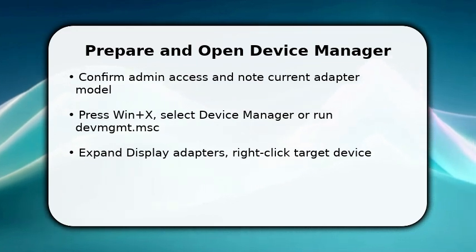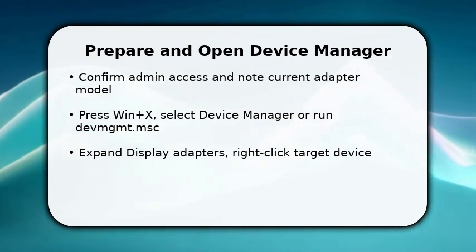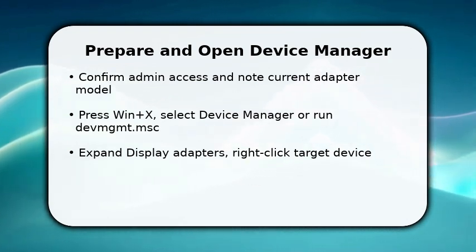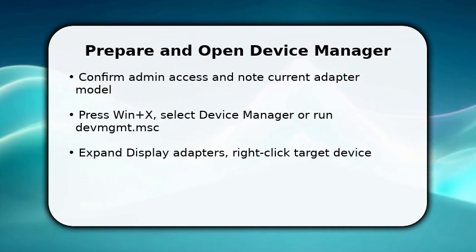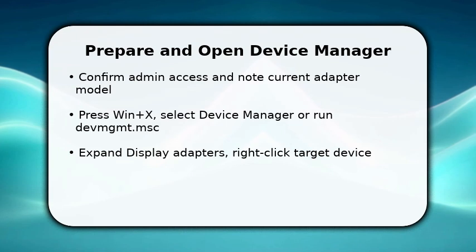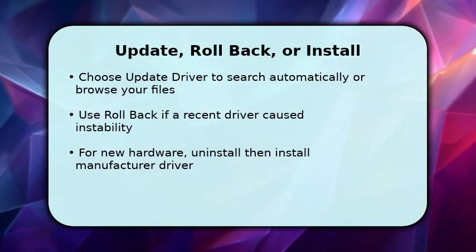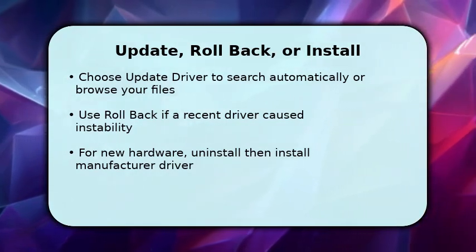Expand Display Adapters and locate the device. Right-click it to see options like Update Driver, Disable Device, and Uninstall Device. Do this now so the system context is set. It prevents surprises when installing or switching adapters later. Now you decide whether to update, roll back, or install manually.